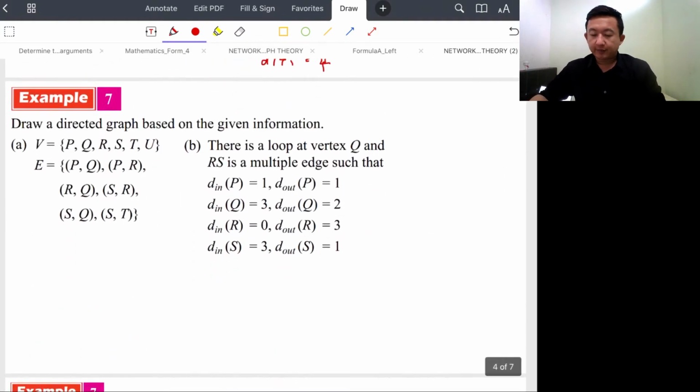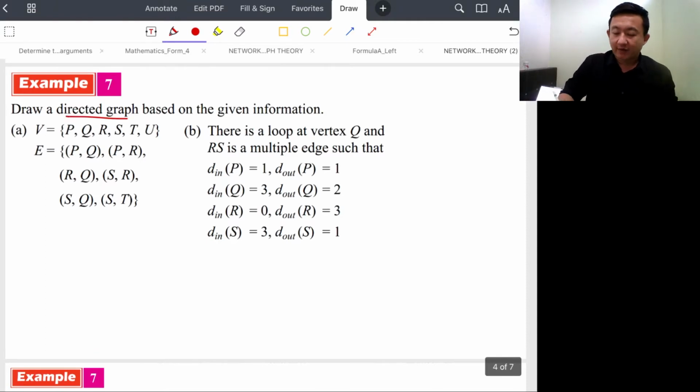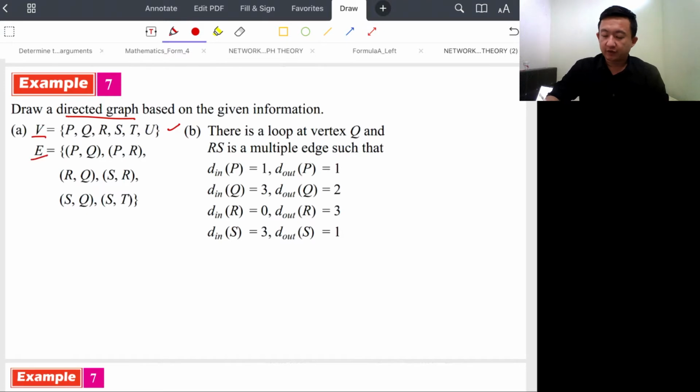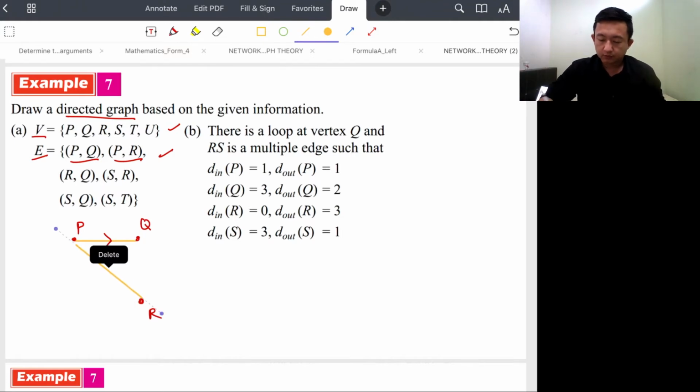And then sometimes you will need to draw a directed graph based on information. The information could give you the vertices and also the edges, so you need to draw. My advice is you can always start with a square, usually, but not all the time. You can start with P, the first vertex. PQ, so you draw P to Q. What else? PR, PQ, PR. RQ, shouldn't be any problem, right?